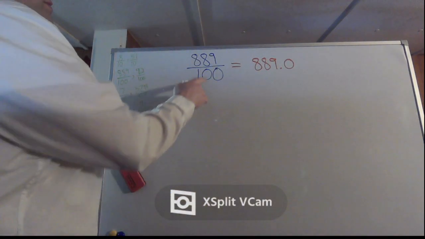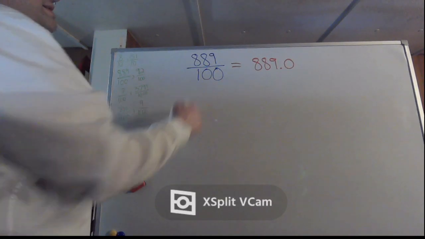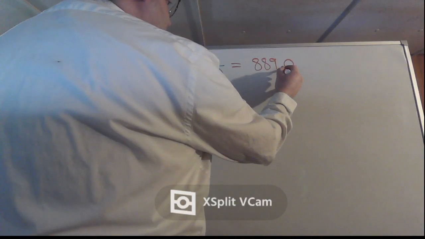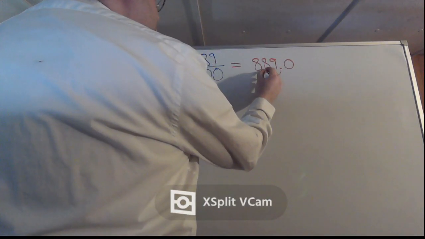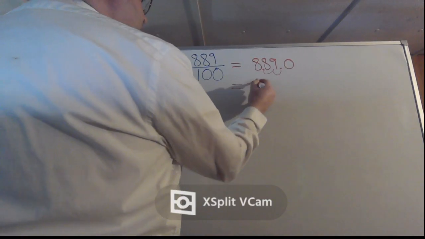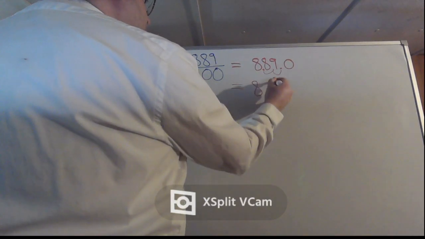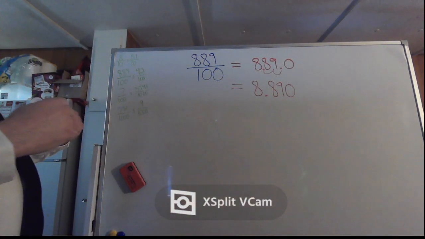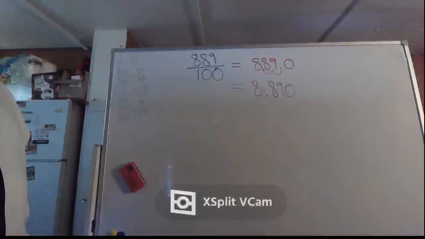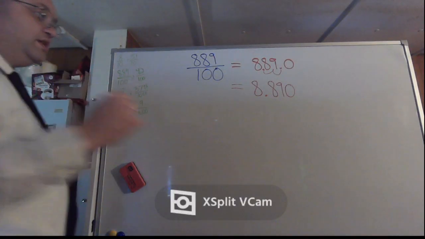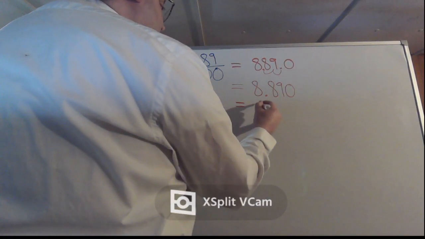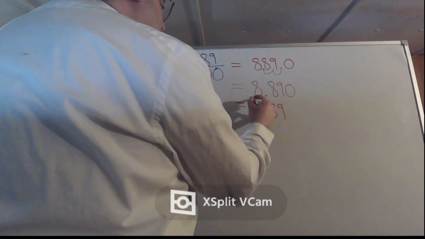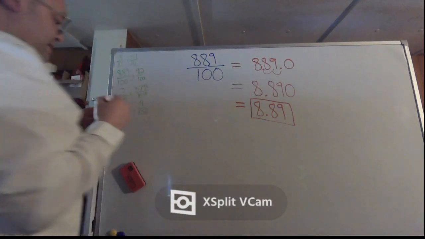And now you see you have 2 zeros in the denominator, so you need to take your decimal place that's at the 0, move that back 2 decimal places. So 1, 2. So your answer would be 8.890. But we can get rid of that 0 in the thousandths place. It's just a placeholder. We really don't need it. So we can what's called truncate that. So your answer would really be 8.89. That would be the answer we're looking for, is 8.89.